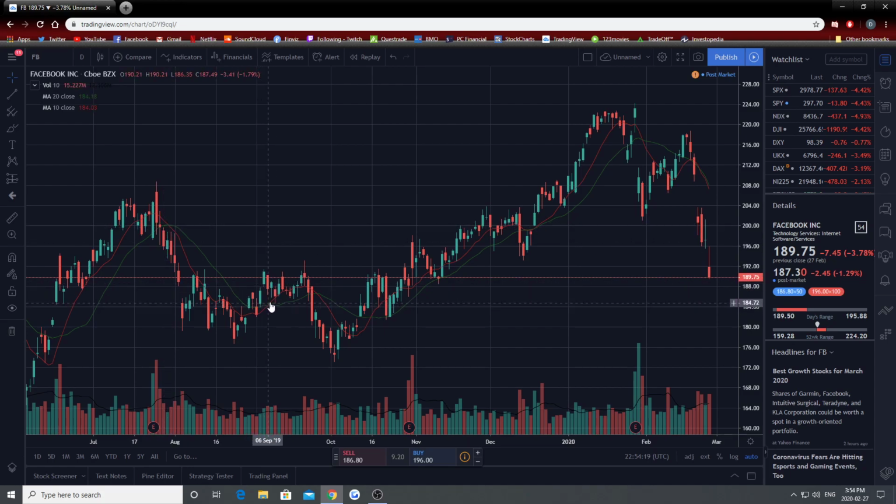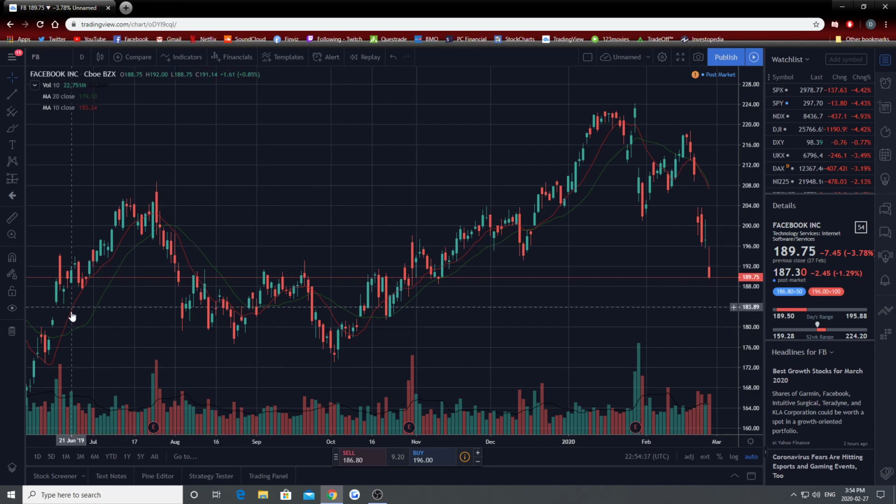And then whenever the red crosses above the green, you want to buy, which is called a golden cross, which is just when the 10 moving average crosses above the 20 moving average, which just tells you in the short term that this price is stronger right now than it has been in the last 20 days average.